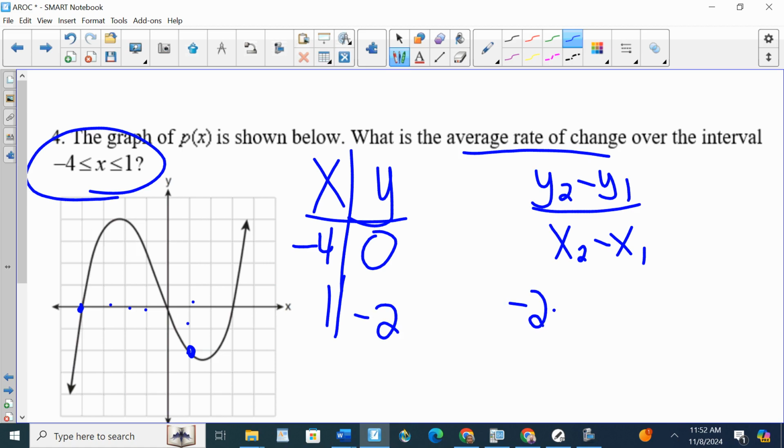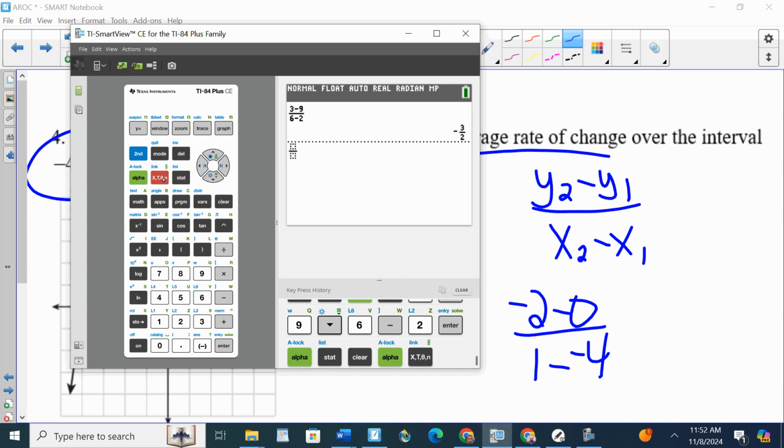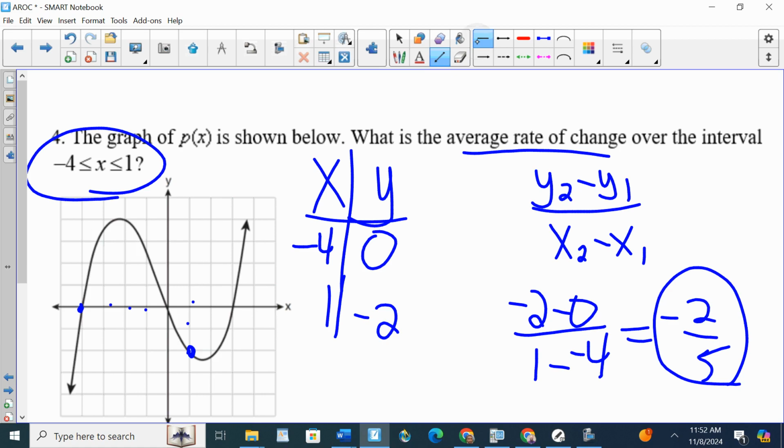Bottom minus top for the y's, bottom minus top for the x's. I go to my calculator, alpha x, negative 2 minus 0 over 1 minus negative 4. I get negative 2/5. And given a graph, it's kind of good to see what average rate of change is. It's the slope of the line connecting the 2 points. That's what average rate of change is. It's slope formula. It's the slope of the line that connects 2 points on a non-linear graph.